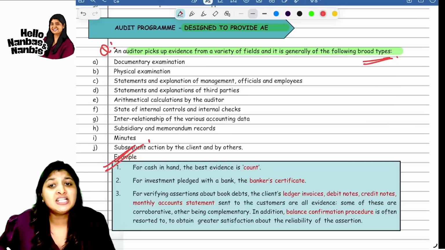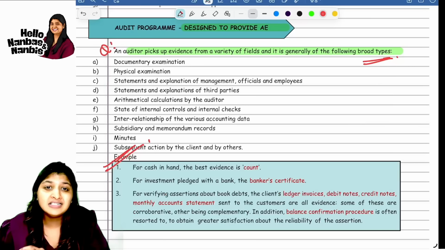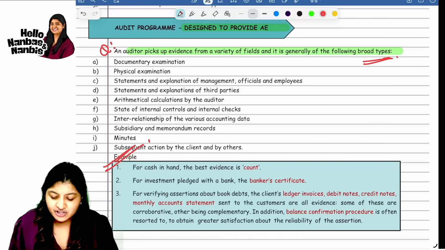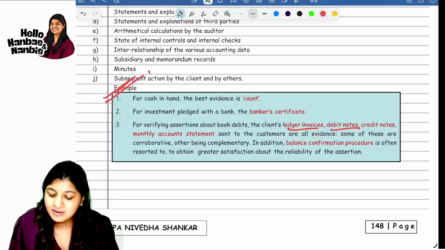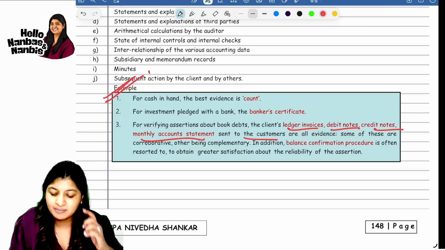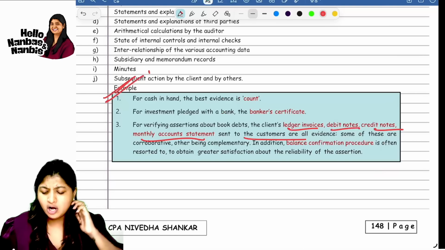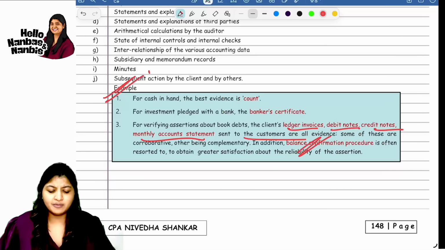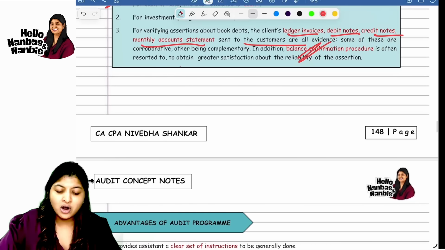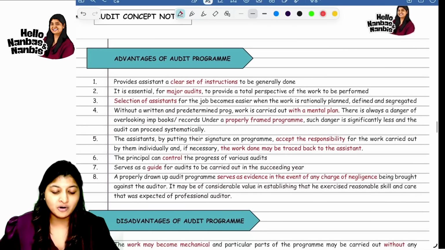For investment pledged with a bank, what is the best evidence? Banker's certificate. For verifying assertions about book debts, the client's ledger, invoice, debit note, credit note, monthly account statement which is sent to the customers, they are all audit evidences. In addition, balance confirmation procedure is also resorted to obtain greater satisfaction about reliability.